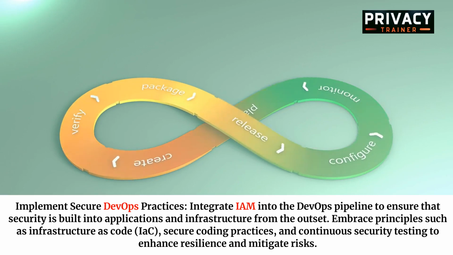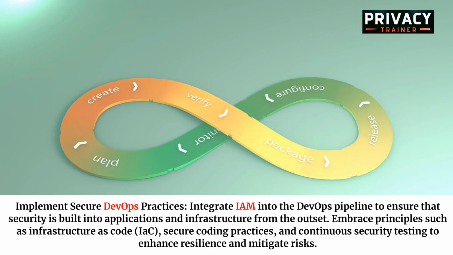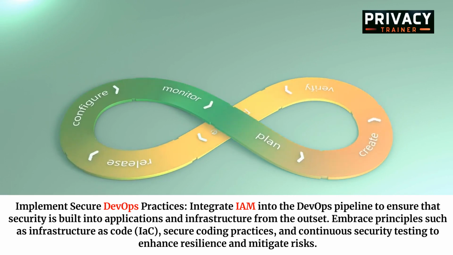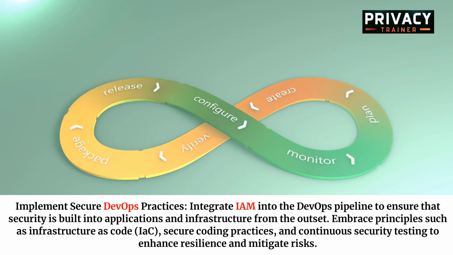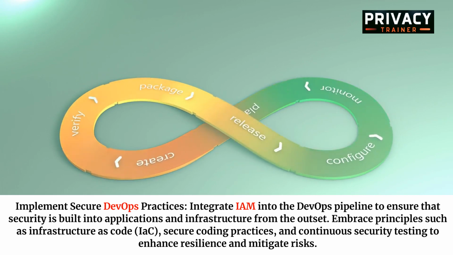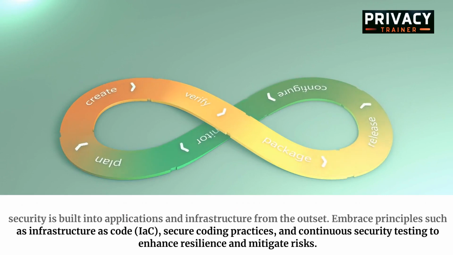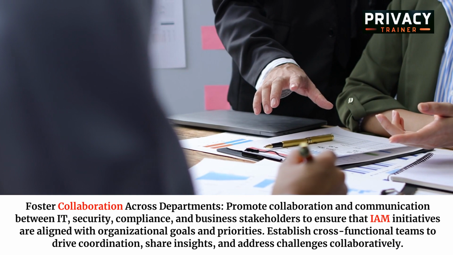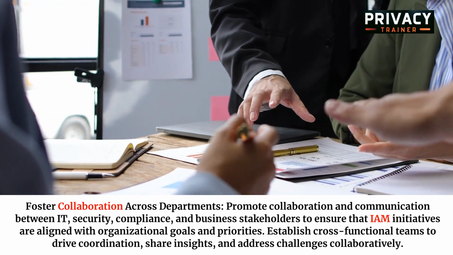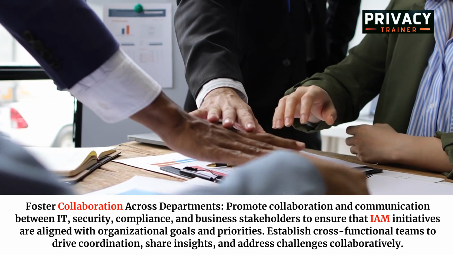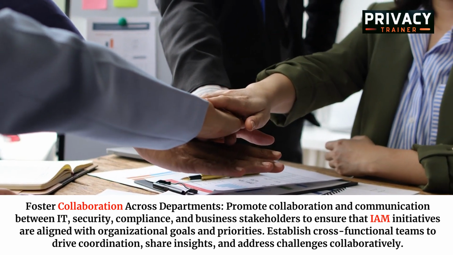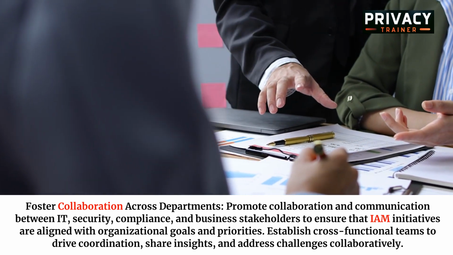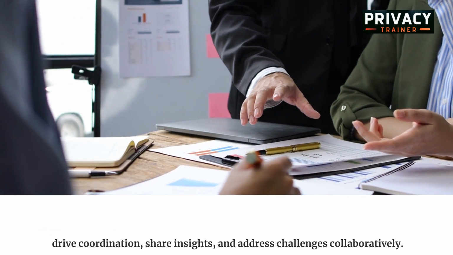Implement secure DevOps practices. Integrate IAM into the DevOps pipeline to ensure that security is built into applications and infrastructure from the outset. Embrace principles such as infrastructure as code, IaC, secure coding practices, and continuous security testing to enhance resilience and mitigate risks. Foster collaboration across departments. Promote collaboration and communication between IT, security, compliance, and business stakeholders to ensure that IAM initiatives are aligned with organizational goals and priorities. Establish cross-functional teams to drive coordination, share insights, and address challenges collaboratively.